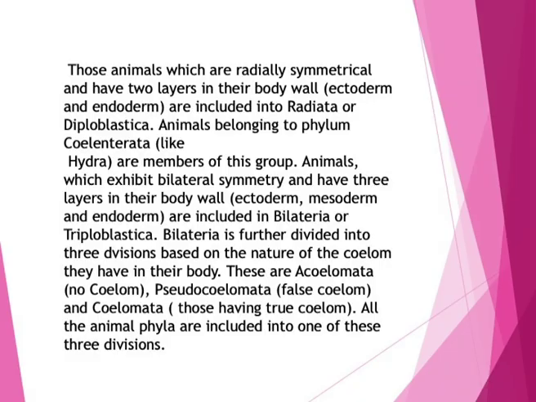Bilateria is further divided into three divisions based on the nature of the coelom they have in their body. These are acoelomata, that means to say no coelom. Next one is pseudocoelomata, that is false coelom, and coelomata, those having true coelom. All the animal phyla are included into one of these three divisions.